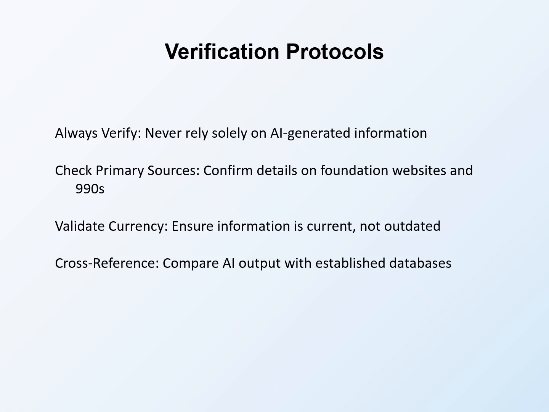Validating currency ensures information is current. Check when the foundation last updated its website. Review the most recent 990 available. Call to confirm guidelines are current. Foundations change, and AI may not know about recent changes.